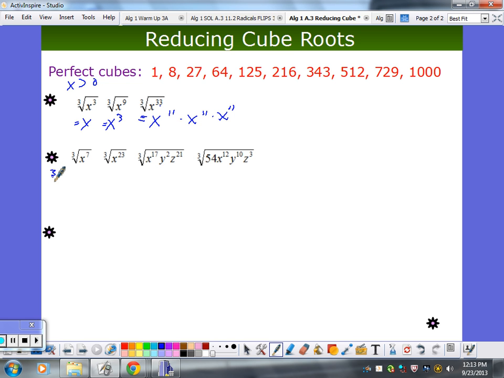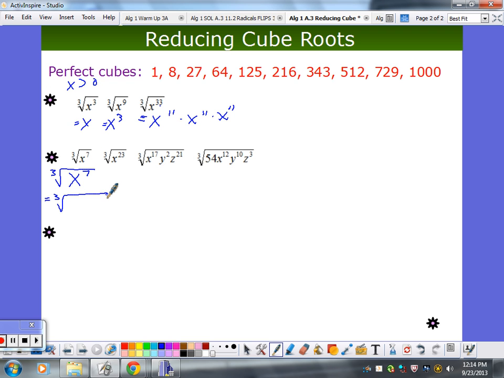So let's look at the cube root of x to the 7. 7 is not divisible by 3. So a lot like we did with the square roots. Remember we subtracted 1. Why were we subtracting 1 with the square roots? With the squares, we did it to get the biggest perfect square. Now I want the biggest perfect cube less than x to the 7. So let's subtract 1.